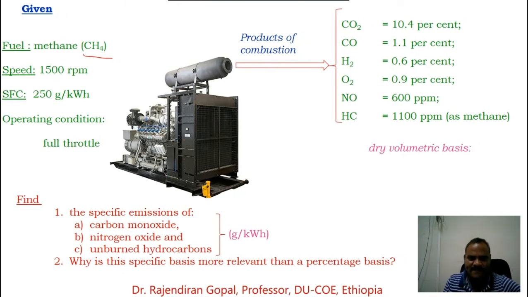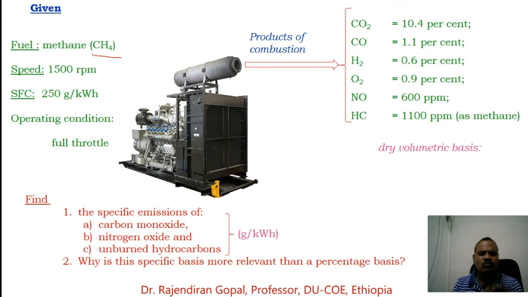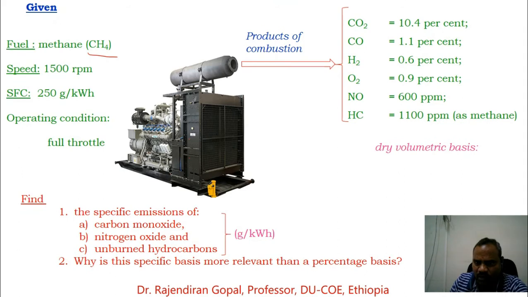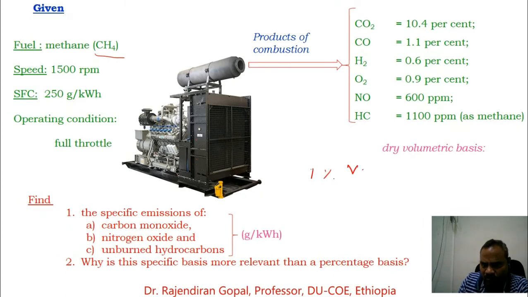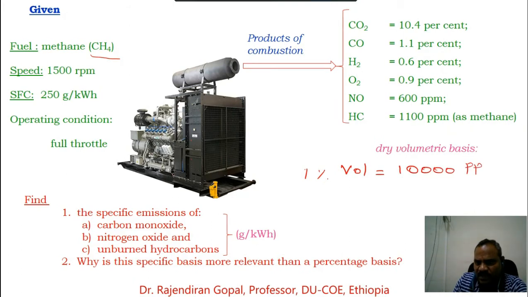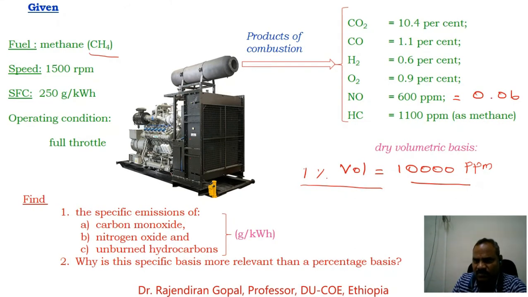The first one is the specific emission of carbon monoxide, nitrogen oxide and unburned hydrocarbons. The second one is why this specific basis is more relevant than the percentage basis. NO and HC are given in parts per million, so we have to convert parts per million into percentage by volume. 1% by volume is equal to 10,000 parts per million. So NO is 0.06 percentage by volume, and HC is 0.11 percentage by volume.